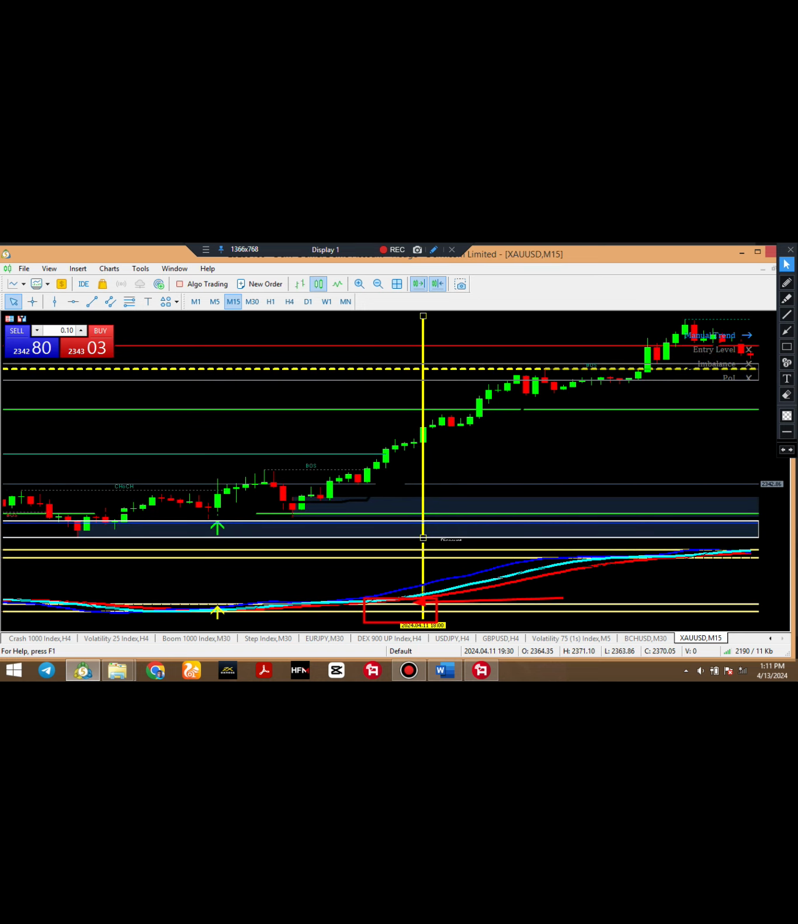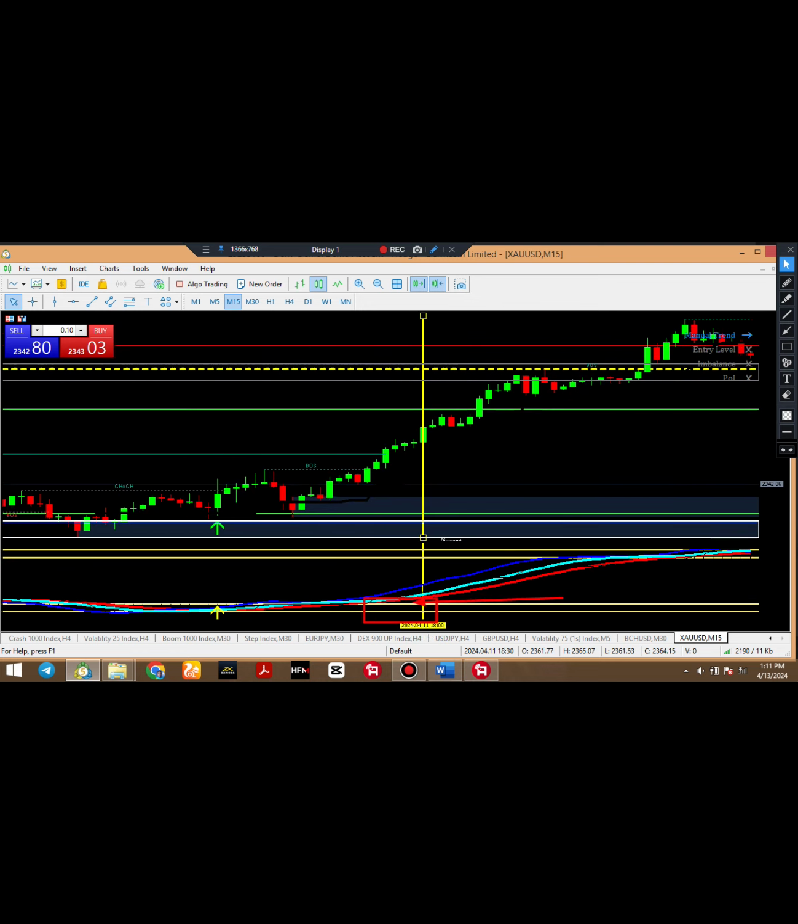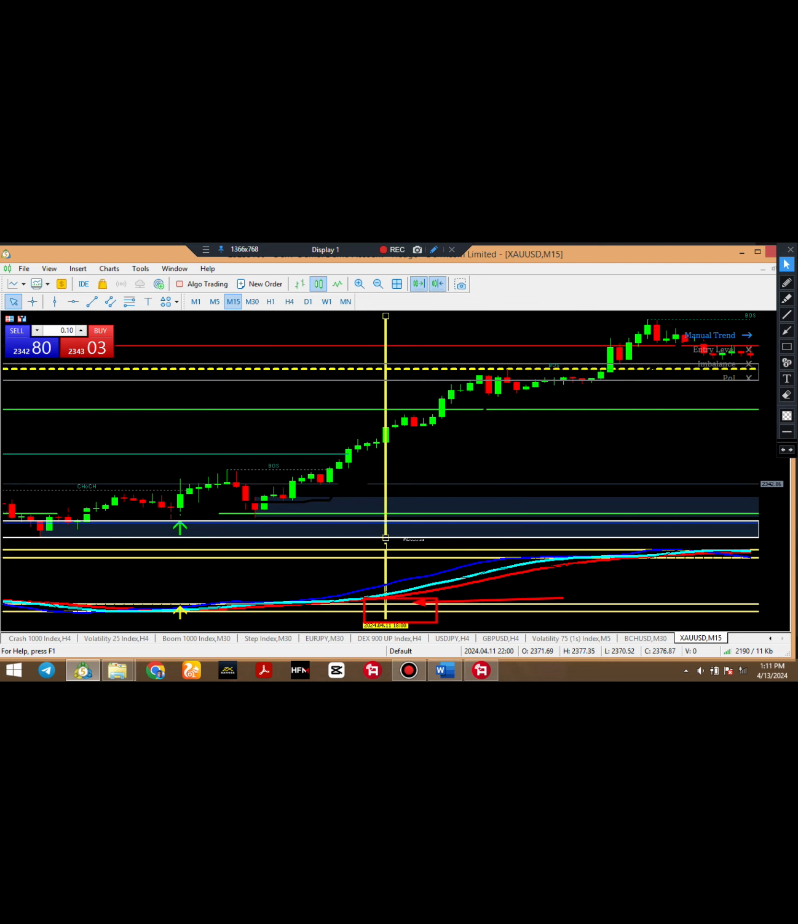Now when it pops up like this, you can see it's a buy. The next thing we are waiting for is a counter trend. You don't take your buy like this. No.